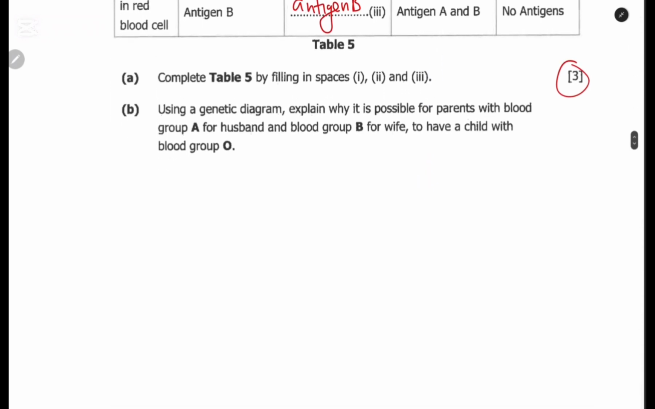Then B question: using the genetic diagram, explain why it is possible for parents with blood group A for the husband and blood group B for the wife to have a child with blood group O. So blood group O is recessive. Therefore, to be expressed, you need both alleles to be O. So this can only be possible if the person with blood group A has alleles A and O, and the one with blood group B has B and O.